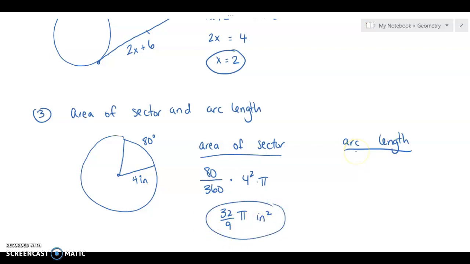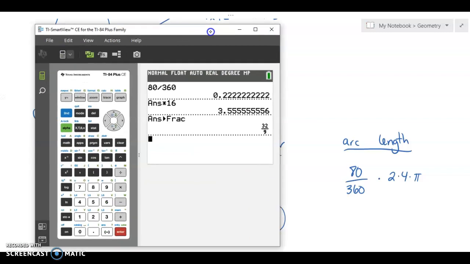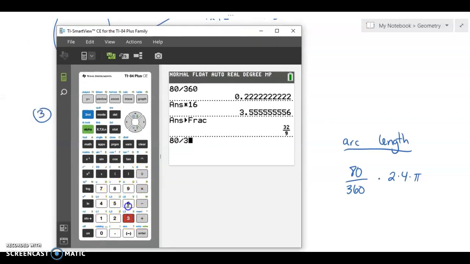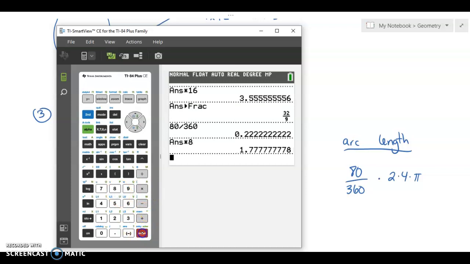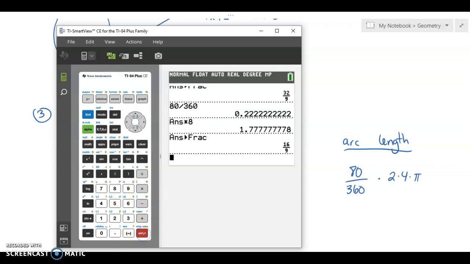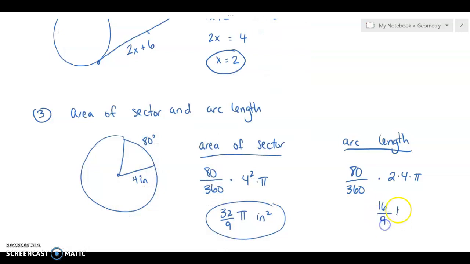Okay. Arc length, you're going to do the arc over 360, and then you're going to multiply it by the circumference. All right, circumference, remember, is 2 times radius times pi. 2 times 4 times pi. So you're going to end up taking this 80 over 360 and multiplying it by 8. 80 divided by 360, and then you multiply it by 8, and you're going to get that. We can math bracket. You're going to get 16 over 9 pi, and this time, because it's kind of like circumference, you will not have square units. It's just going to be inches. All right, so that's how that works.